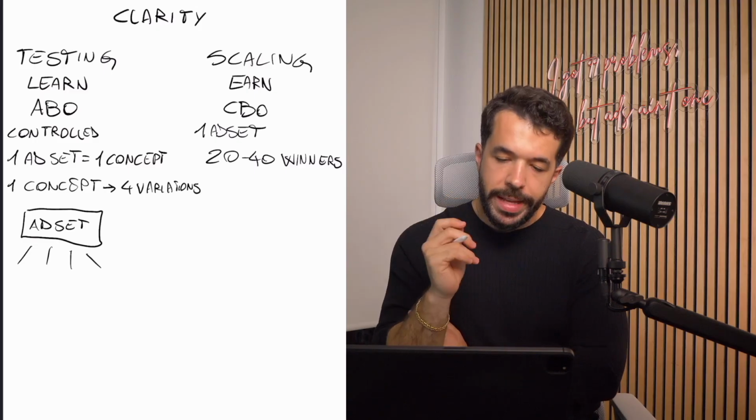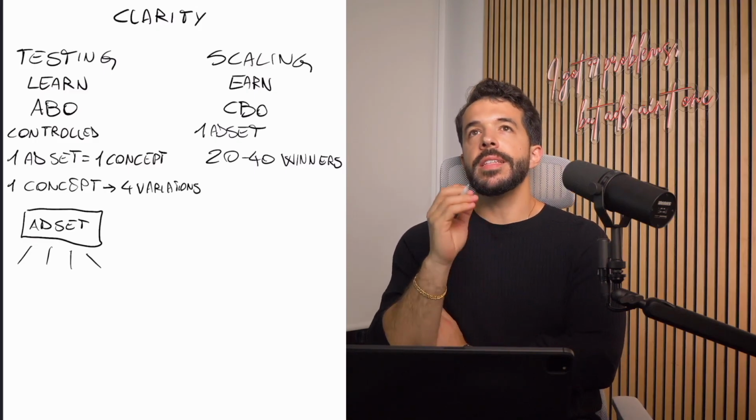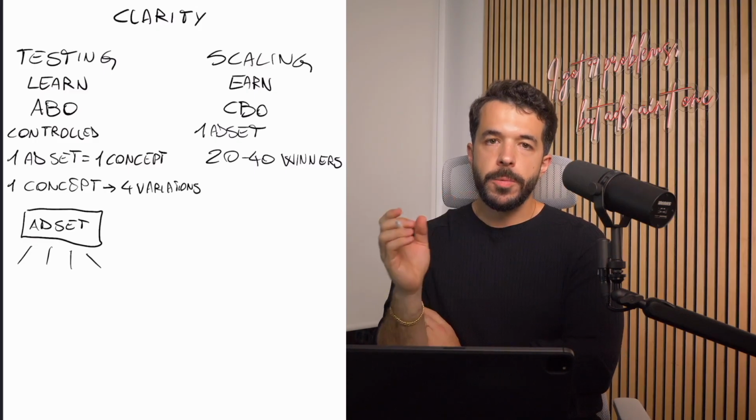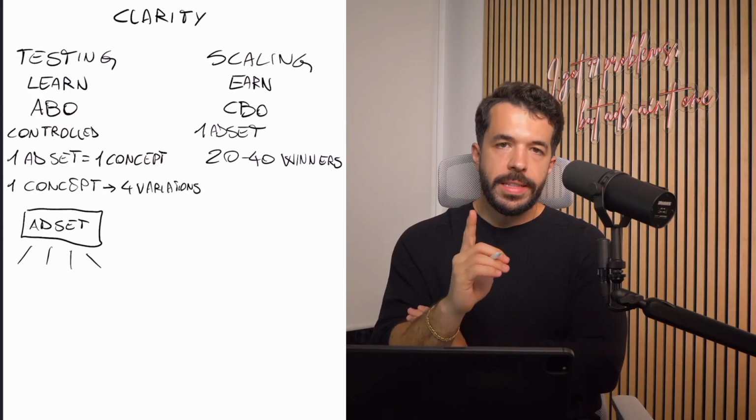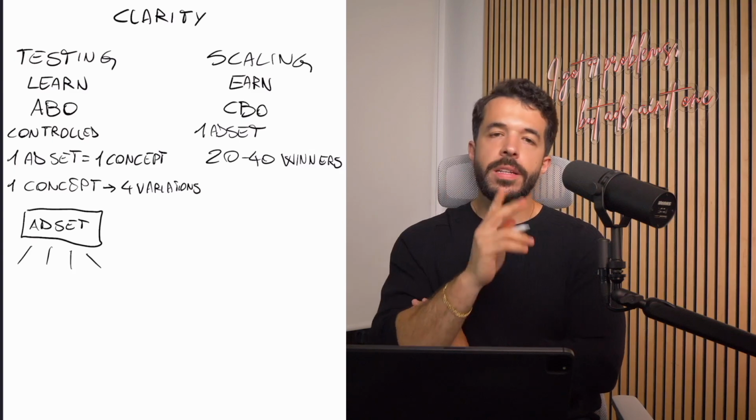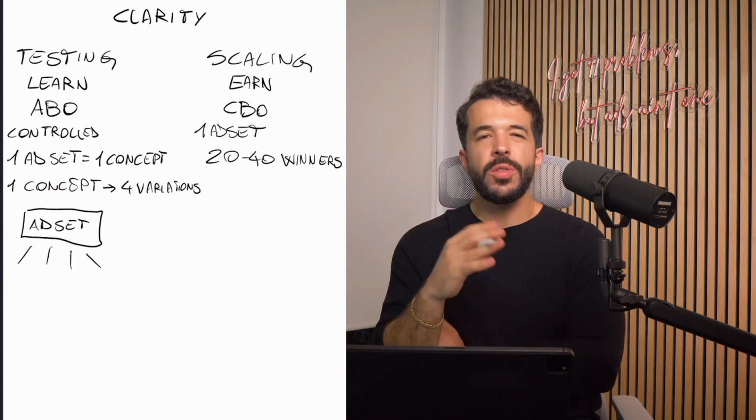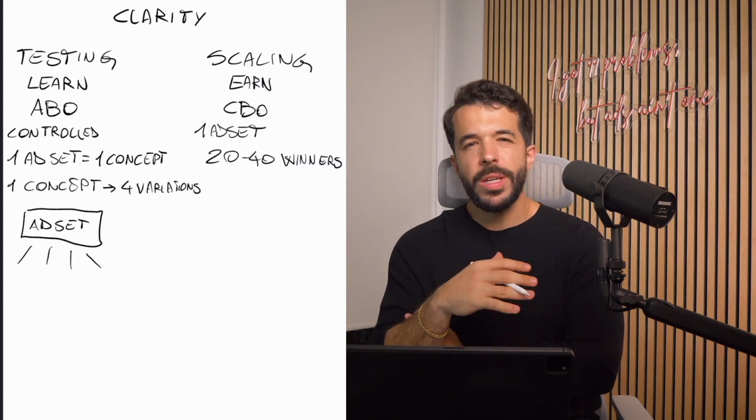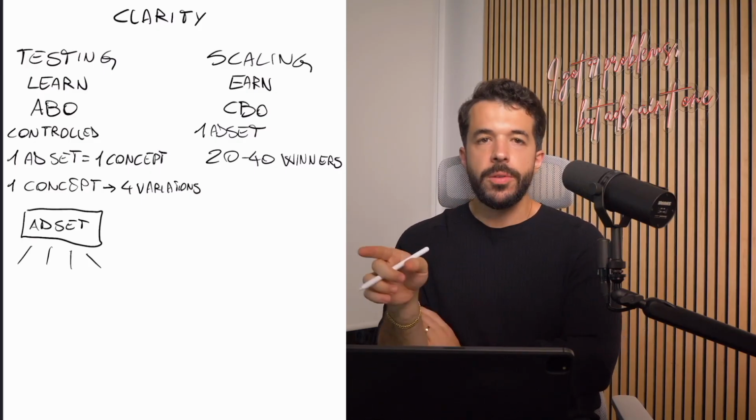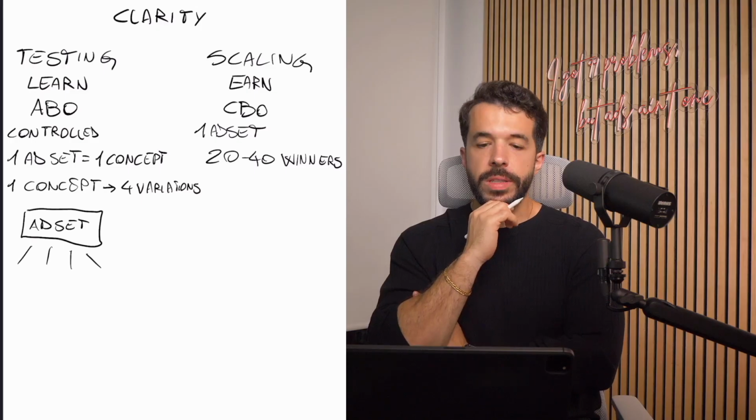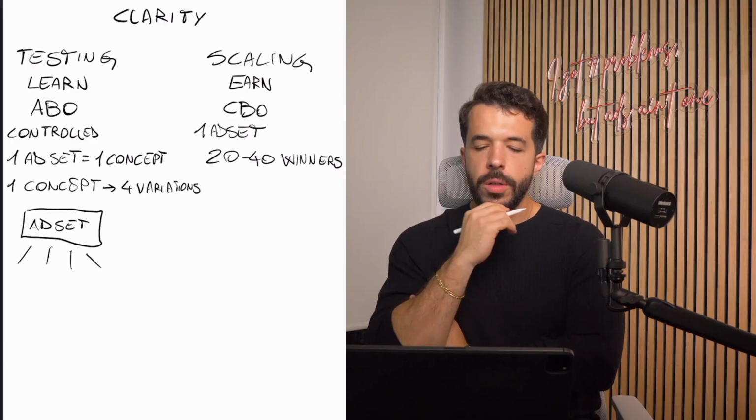But before that, in what cases does it make sense to create a different CBO? As a general rule, you want to have one ad set per CBO. And again, 20 to 40 winners that you usually refresh once a week, once every 2 weeks, when you add the new ones and you get out the old ones, or turn off the old ones.